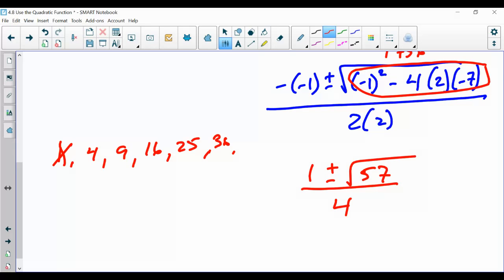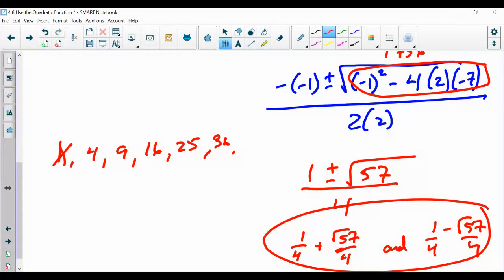Therefore, the answer to this question is just going to be 1/4 plus root 57 over 4, as well as 1/4 minus the square root of 57 over 4. Those are your two answers to this question. 1/4 plus root 57 over 4 and 1/4 minus root 57 over 4.